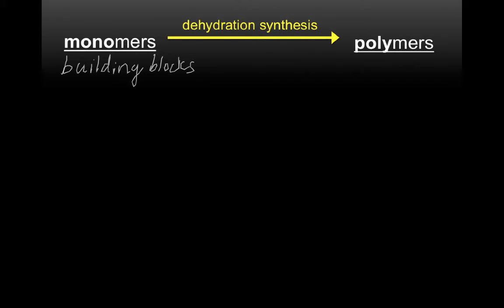Keep in mind, though, that we can also go in the opposite direction. For example, when you eat a meal, you might eat a lot of protein in your meal, and that would be over here on the polymer side of things. And then enzymes in your digestive system would break that protein down, that polymer, by hydrolysis reactions back into the smaller monomers, back into the amino acids in the case of protein.